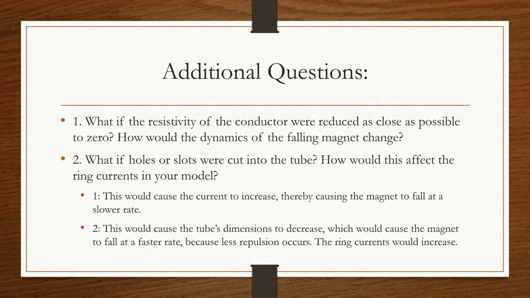So then what if holes or slots were cut into the tube? How would this affect the ring currents in your model? So we know, going back to that formula, that this will cause the tube's dimensions to decrease. This causes less of a force, so less repulsion occurs. So the magnet would fall at a faster rate. Therefore, the ring currents would actually increase, and it would be to counteract this, so that the magnet would still reach terminal speed, as demonstrated in that graph, because eventually it does have to reach that.